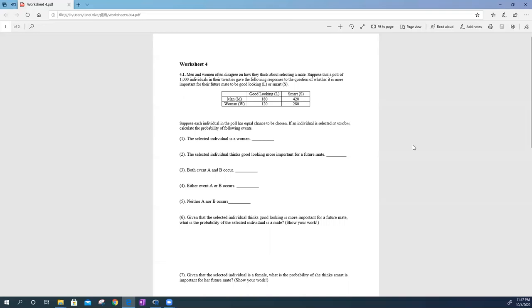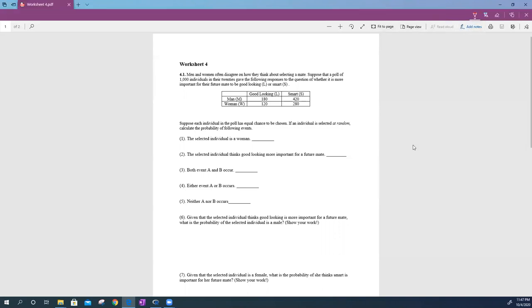Then we have male and female for one dimension, and the choice of good looking or smart for another dimension. Then we can first start with calculating the marginal totals. So regardless of gender, who think good looking is more important? Then we have 180 plus 120, that's 300. And smart, that's 700. So that gives us the grand total, the big N, which is 1,000.